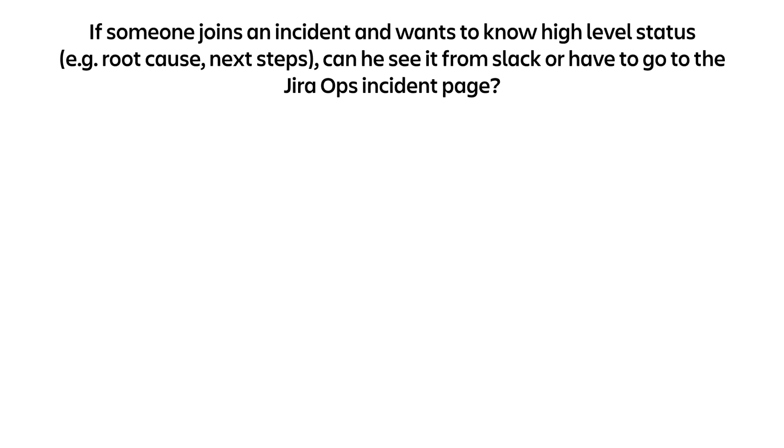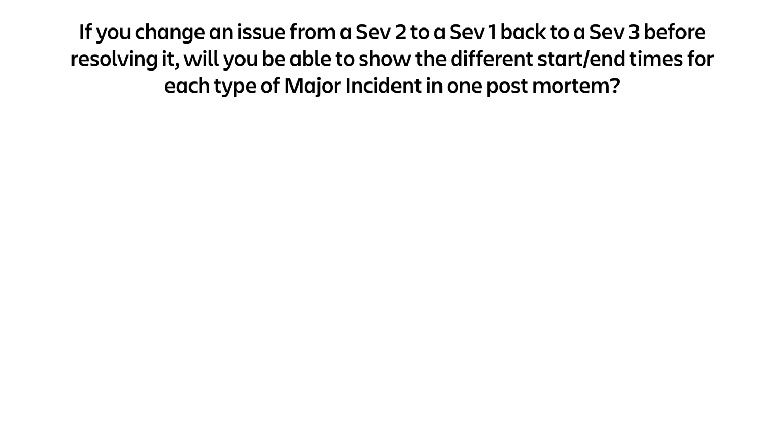This is a question about postmortems. If you change an issue from a Sev 2 to a Sev 1, back to a Sev 3 before resolving it, will you be able to show the different start and end times for each type of major incident in one postmortem? That's a really great question. I know we've had a lot of incidents where that's exactly the case. It's a Sev 3, and then it escalates to a 2 and a 3, and maybe up to a 1 eventually, as you learn more about the incident and unpack the impact and realize the impact may be more or less than you initially assumed.